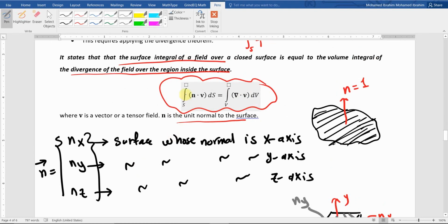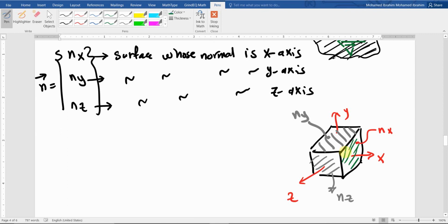So according to the divergence theorem, in case we have the integral of the unit normal to a surface dot product times v. What is v? It is a vector field or a tensor field acting over this surface, over this plane. Assume that we do have a vector field acting over the surface, and we decided to do integration of this field over this surface S. This one has its own surface area, right?